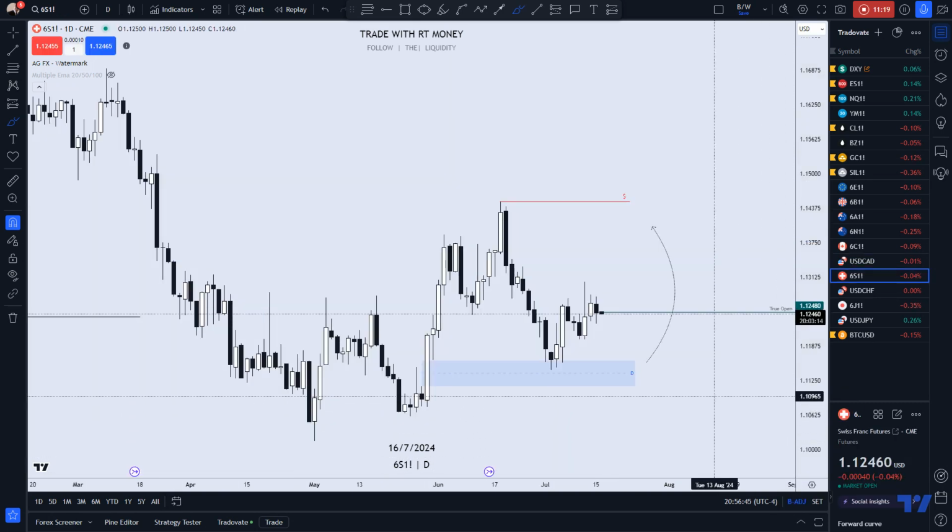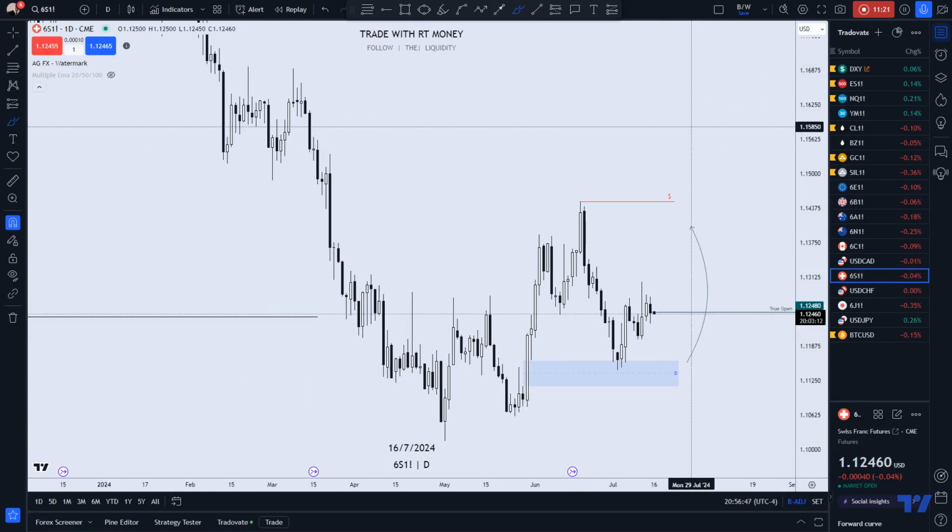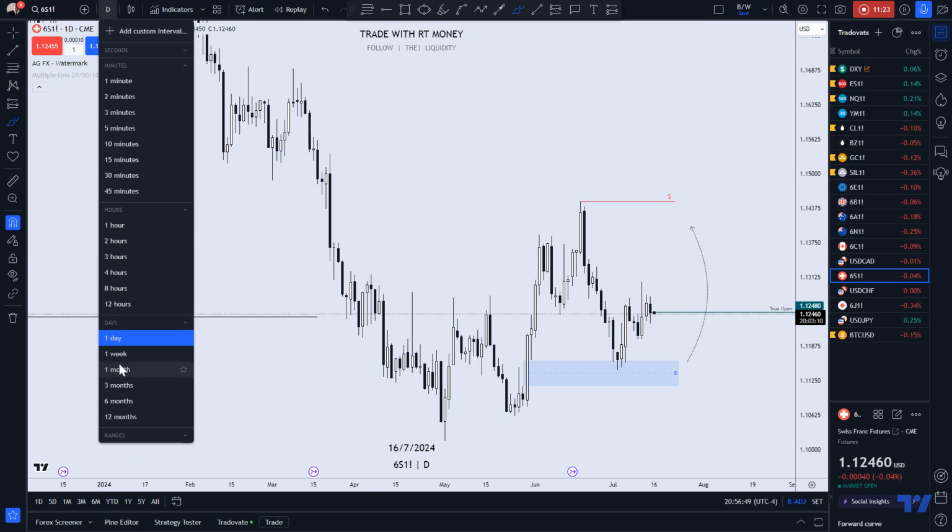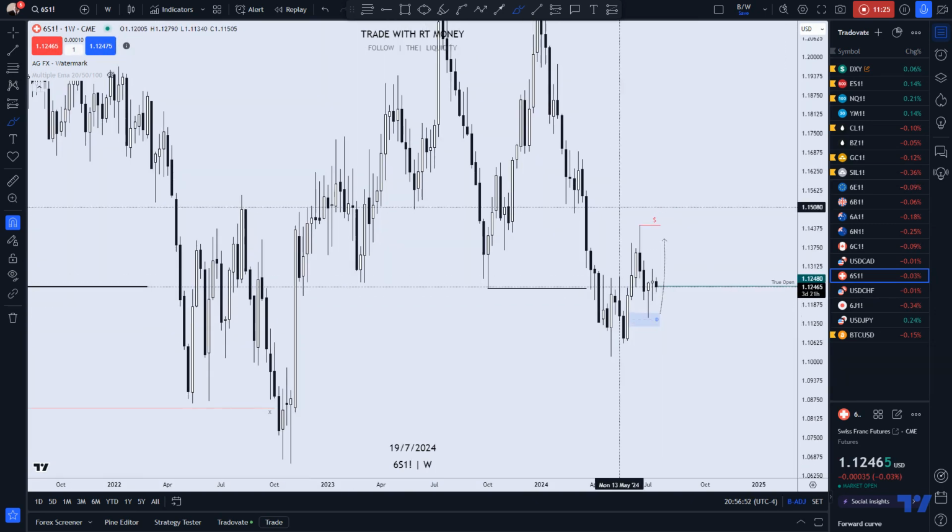Let's go to the Swiss franc. Swiss franc, I find very interesting. I want you to make sure you see the big picture. The big picture is the Swiss franc.